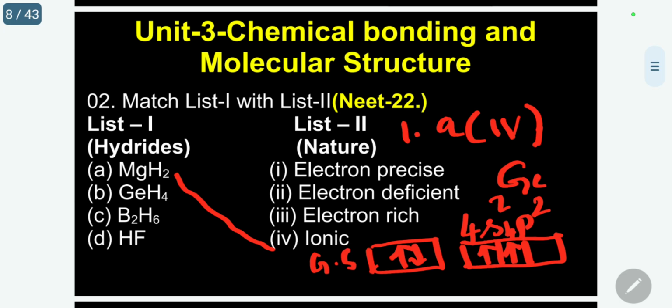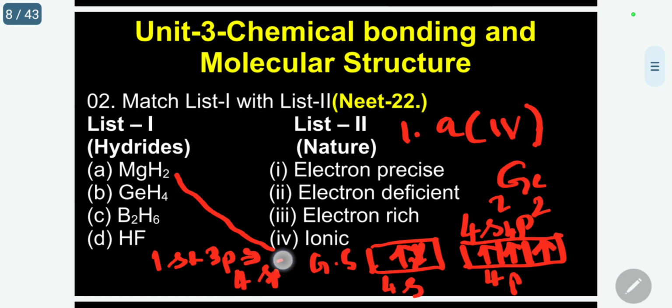In the excited state, what is happening? One of the paired electrons in the s orbital is excited to the empty p orbital. Now this 4s and 4p are at the same energy level. They undergo hybridization. In what way? 1s plus 3p giving 4 sp3 hybridization. Automatically, 4 bonds are formed. So germanium forms 4 covalent bonds with 4 hydrogens. So automatically B should be considered electron precise.